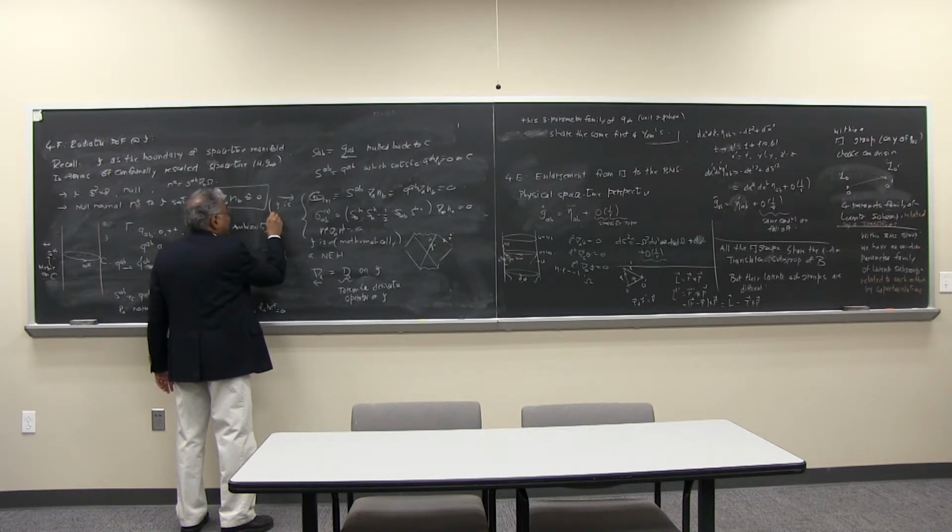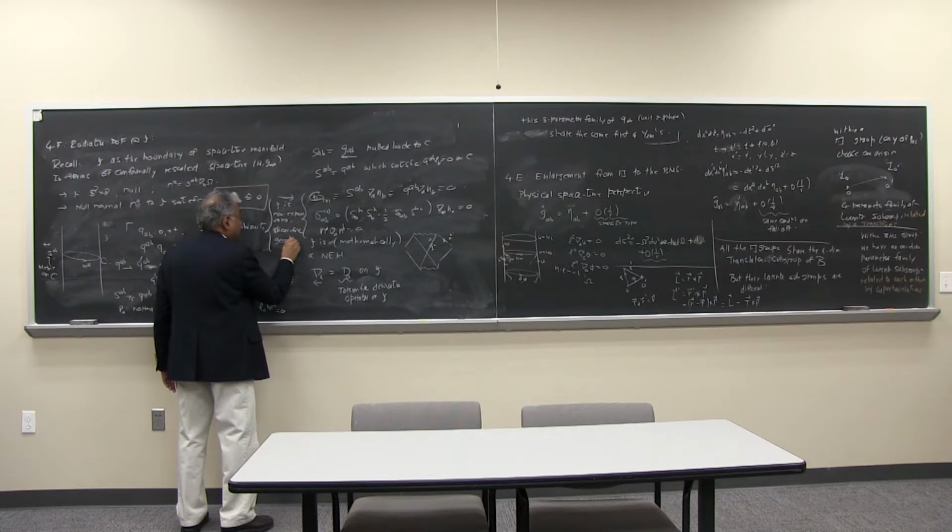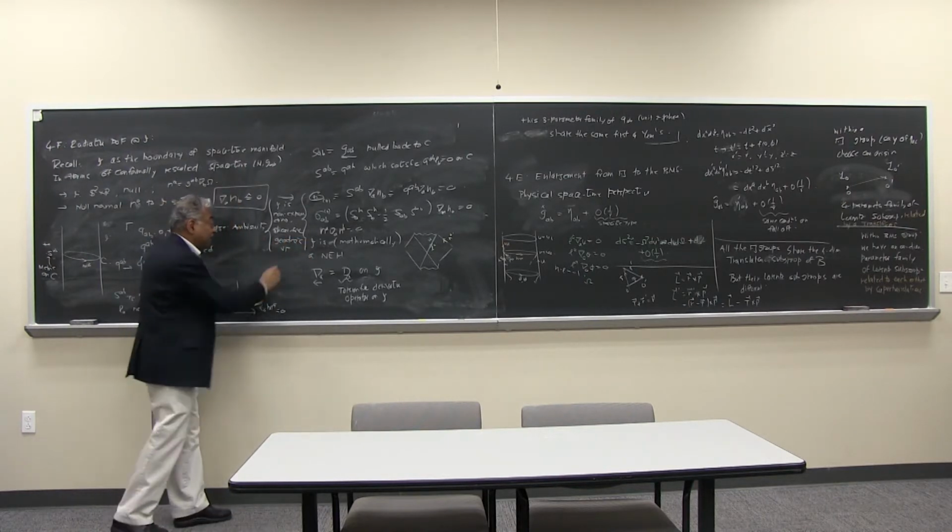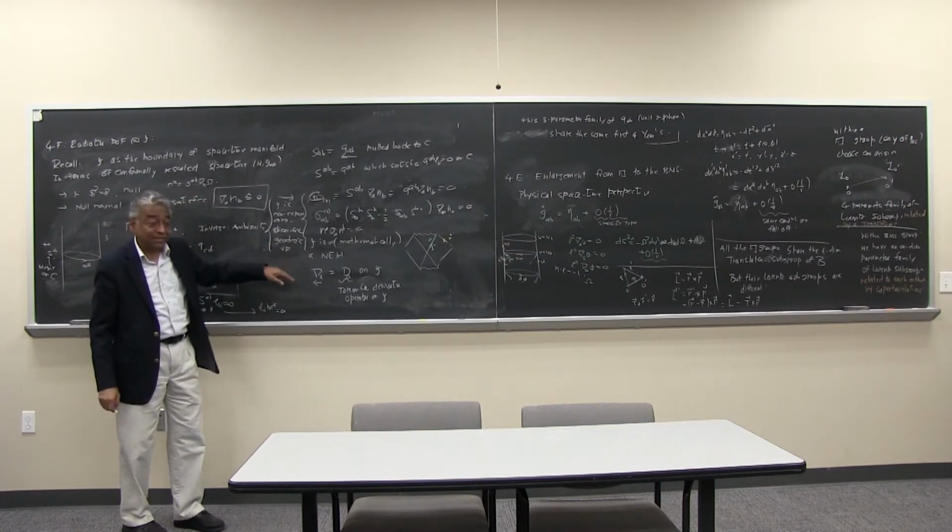So therefore scri is an expansion free, non-expanding, shear free, and geodesic vector field. It's a very special vector field. It's a very special kind of non-expanding horizon.